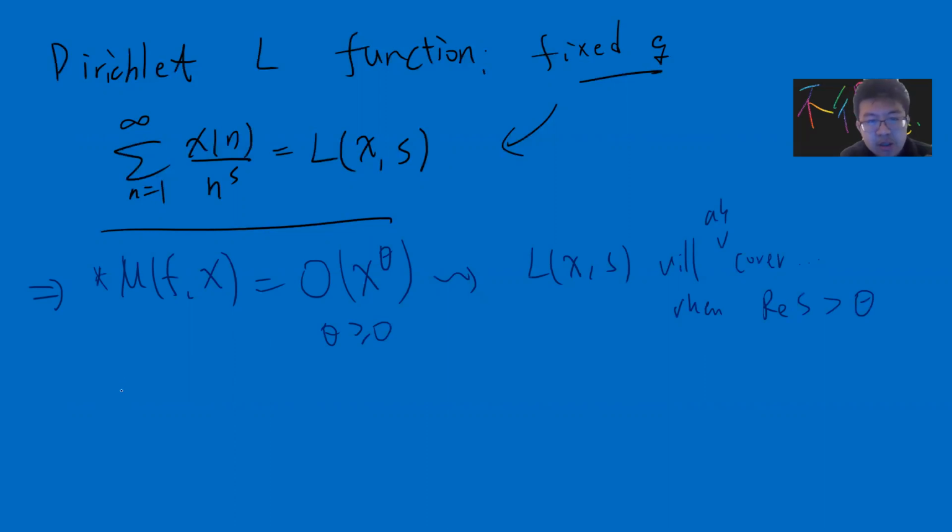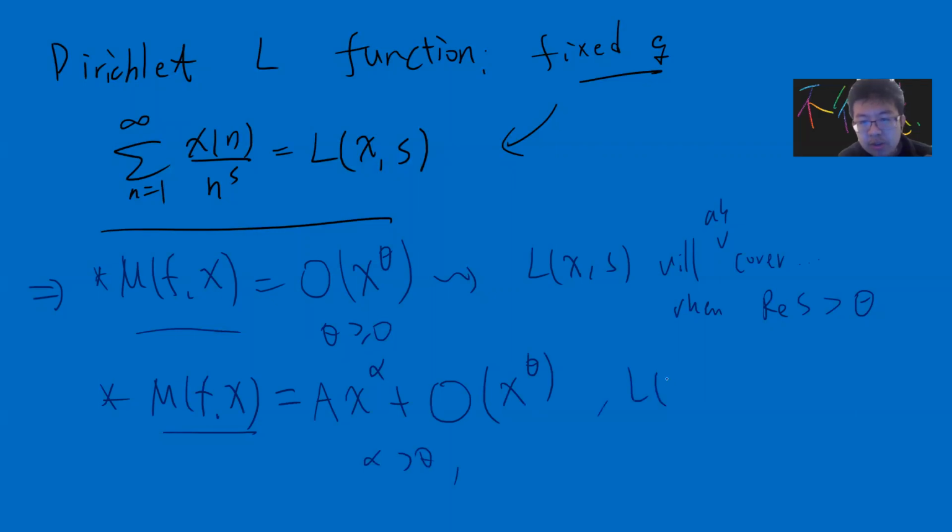And also, this is what I proved a little bit long ago, but you can check out my previous list: if your partial sum is A x to the alpha plus O of x to the theta, with alpha greater than theta, then your Dirichlet series will be A over s minus alpha, and the rest is the analytic part.